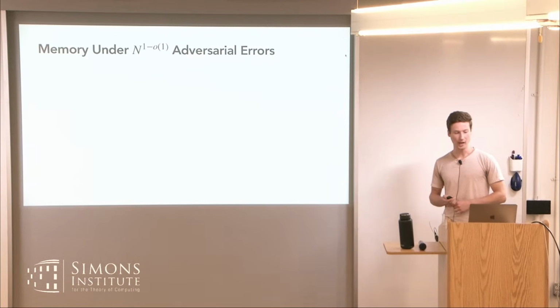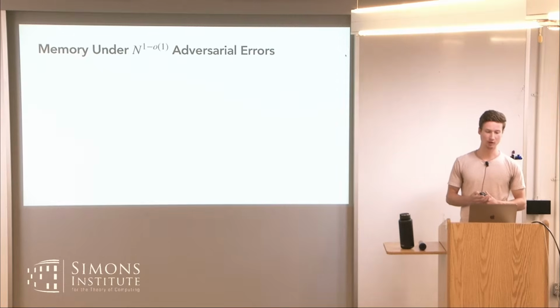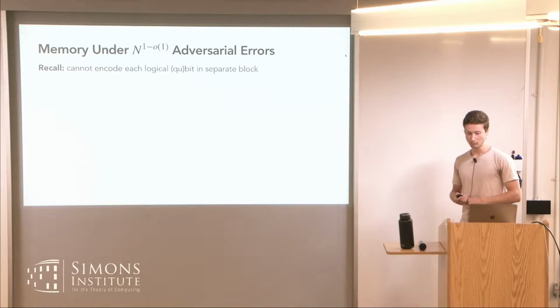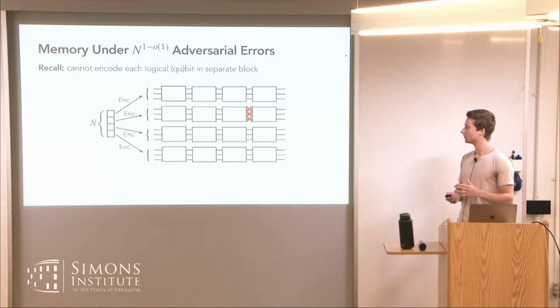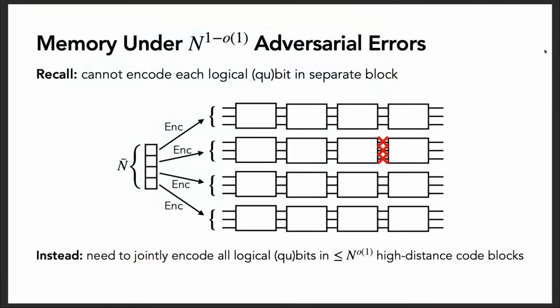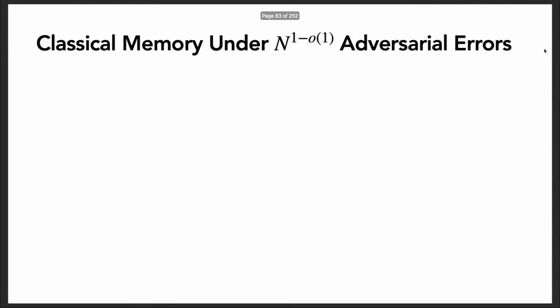So how can we construct a memory that's resilient to an almost linear number of adversarial errors? We just said we can't encode each logical bit or qubit in a separate block. We need to jointly encode them all in a small number of code blocks, and each code block has to have high distance. It needs to be resilient to a lot of errors. It turns out that people actually already know how to do this, both classically and quantumly.